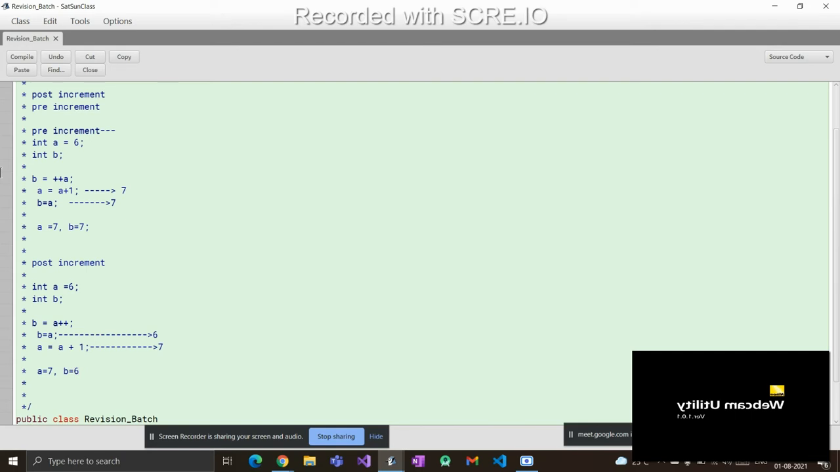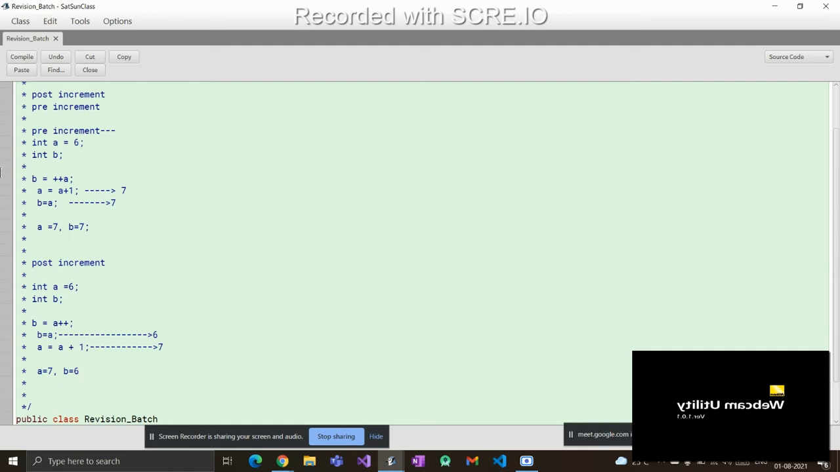Once again, in post-increment, whatever value I have with me is given to the variable, or you can say it is used. The value which I already have is used first. So if I write b equal to a++, it means whatever value is there in a right now, give it to b, and then do an increment, that is a equal to a plus 1. Therefore the answer is a equal to 7 and b equal to 6.